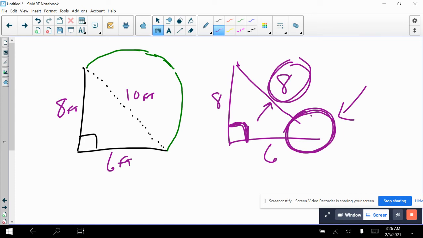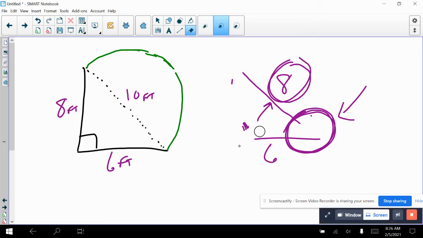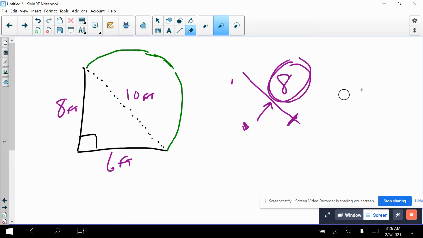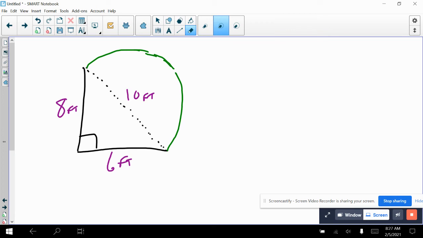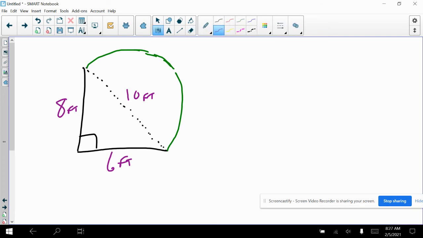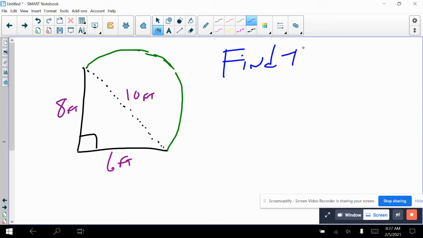Everybody good with that? Okay. I just want to make sure that we're clear on that. I'm showing you that and telling you that so you could look at the markings and make sure that they are correct, right? All right. So here we go. Again, we're working on the perimeter.